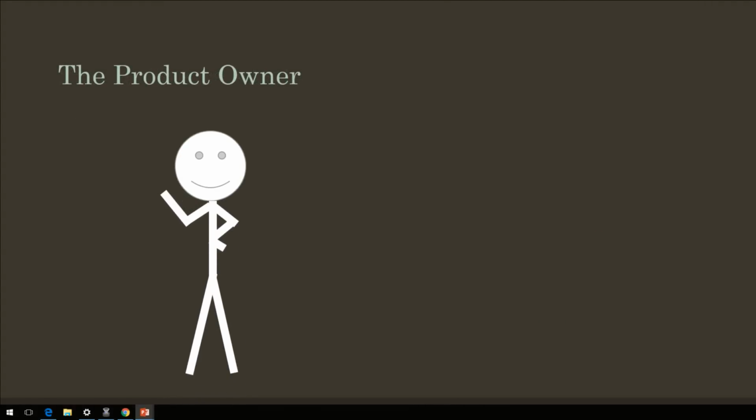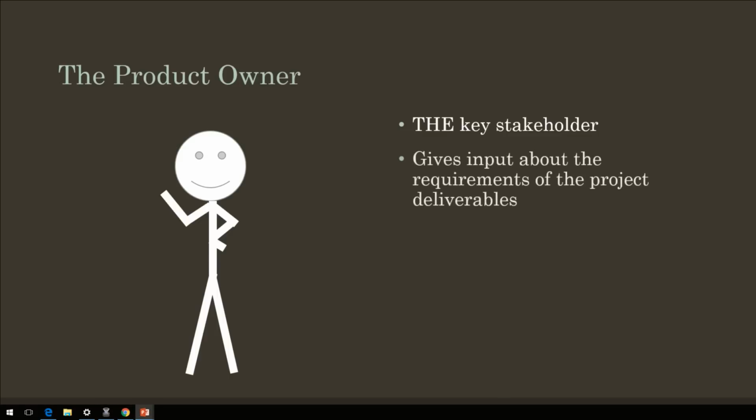So the product owner is the main stakeholder. This is probably your customer, or if you work in an IT organization, this might be your business relationship manager. But basically, the job of the product owner is to make sure that everything involved in the project is what the customer wants. It could be somebody else representing your customer, but this is the main stakeholder in your project.